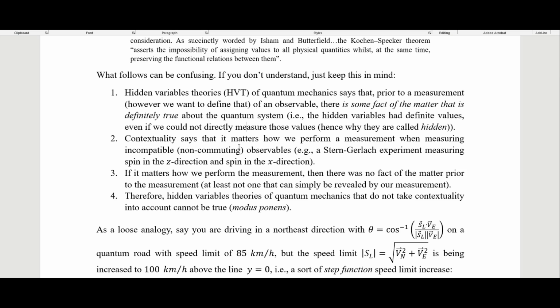Contextuality says that it matters how we perform a measurement when measuring incompatible or non-commuting observables. We think of the Stern-Gerlach experiment measuring the spin in the z direction and the spin in the x direction. Measuring in the z direction is one context, and measuring in the x direction is another context. If it matters how we perform the measurement, then there was no fact of the matter prior to the measurement, or at least not one that can simply be revealed by our measurement. Therefore, hidden variables theories of quantum mechanics that do not take contextuality into account cannot be true.